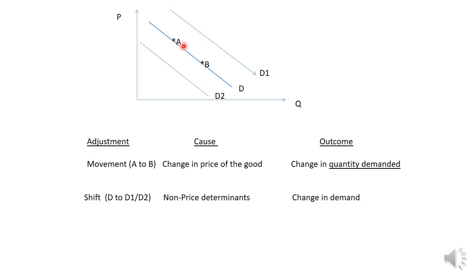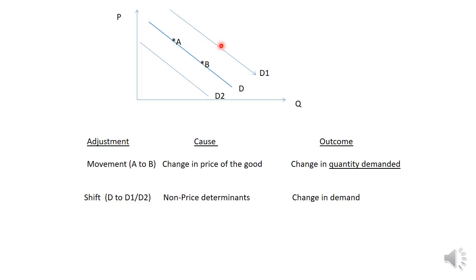Okay, so we call this a change in quantity demanded, because when we move along the demand curve from one point to the other, the value on Q will change. Okay, so we call this a change in quantity demanded. A shift is caused by a change in demand, right? Shifting to the left, D2, or shifting to the right, D1. Left is less, right is more.